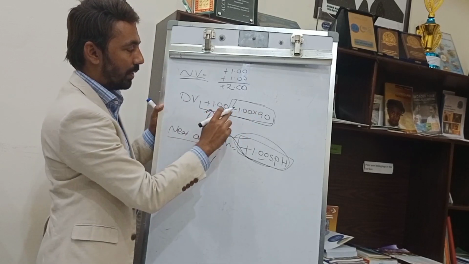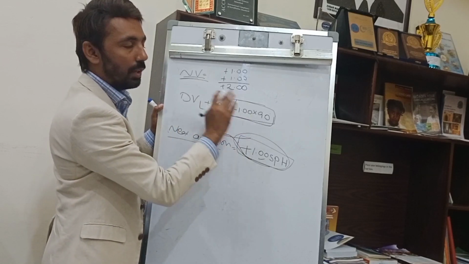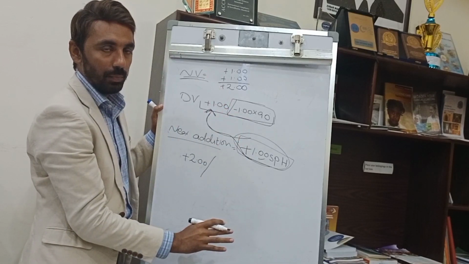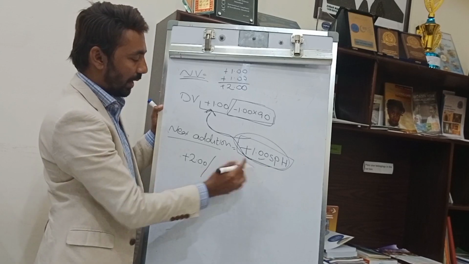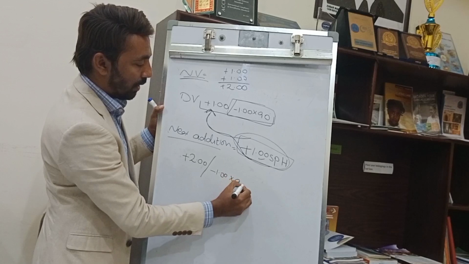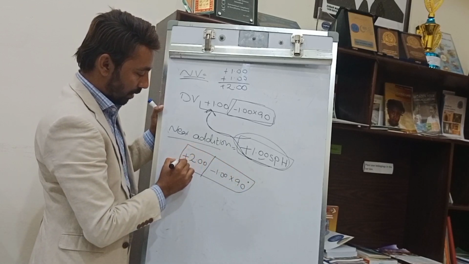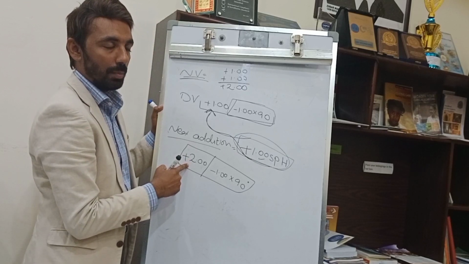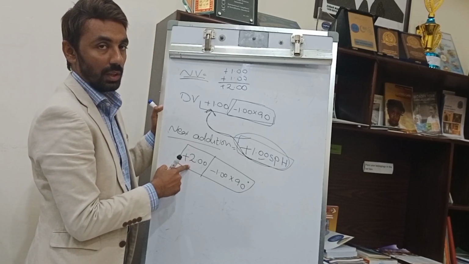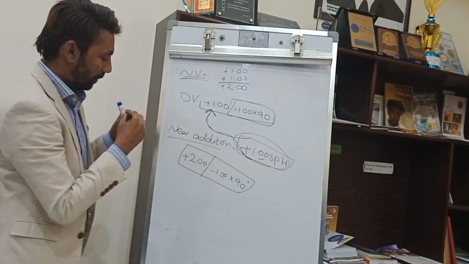We have nothing to do with the sign of the cylinder. We have nothing to do with the power of the cylinder. We have nothing to do with the axis of the cylinder. We have to write as such, right? So we will write -1 cylinder at 90 degree. So this is the prescription for the near vision glasses, right? So we will discuss the next example.